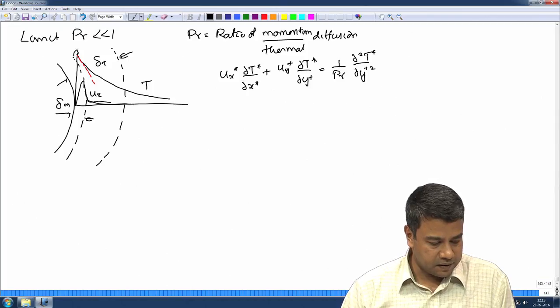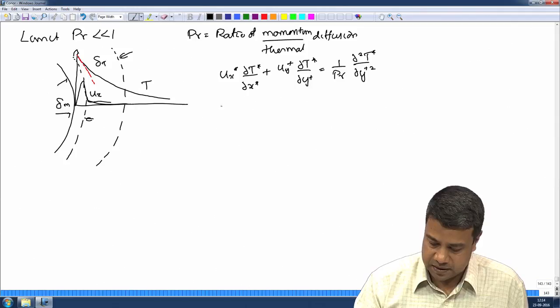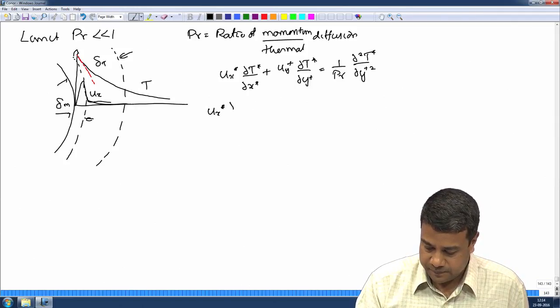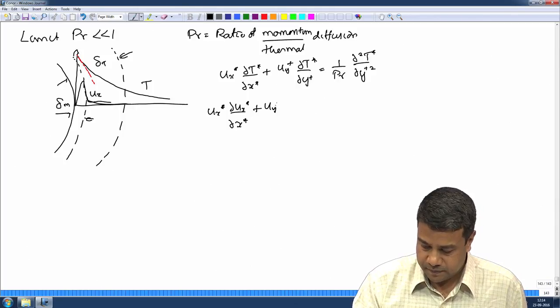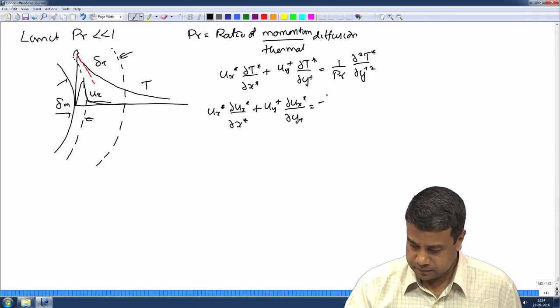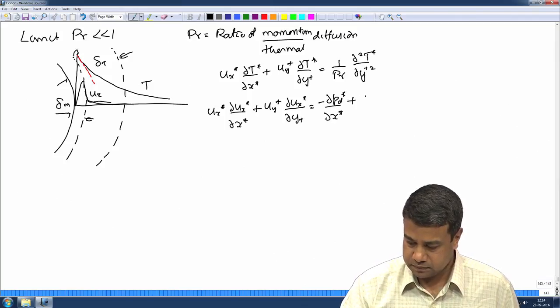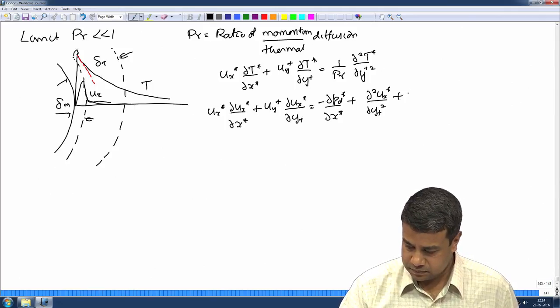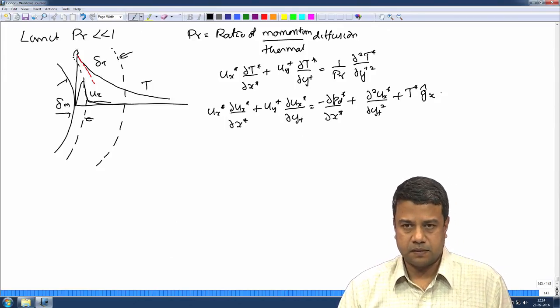Therefore, I can define, and let me look at the momentum balance equation Ux. Okay. So, that is the thermal boundary layer equation.